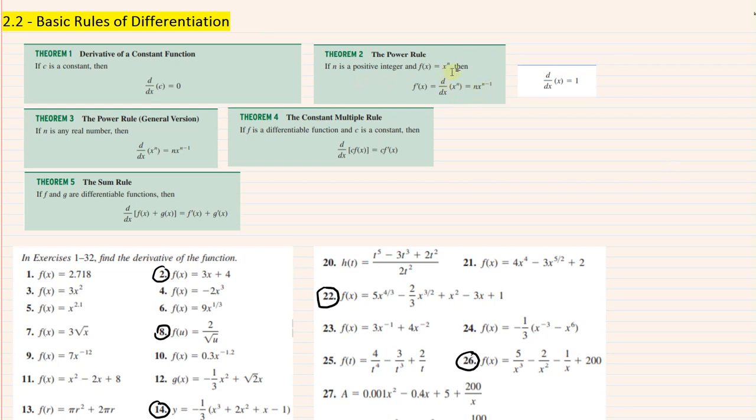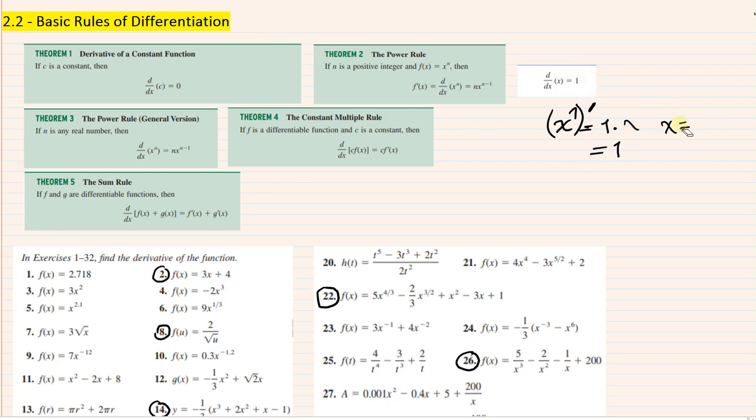A special case of this is when the exponent is 1. Let me show you how this works. The derivative of x to the first power, using prime notation for the derivative, you bring 1 in front, subtract 1 from 1, you get 0. x^0 is 1, assuming x is not 0. And there you go. The derivative of x is 1.